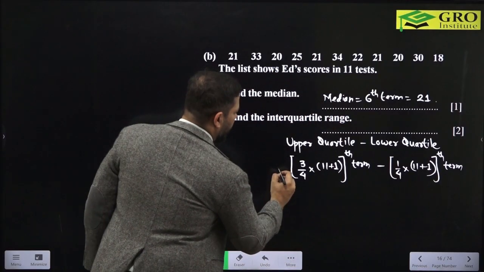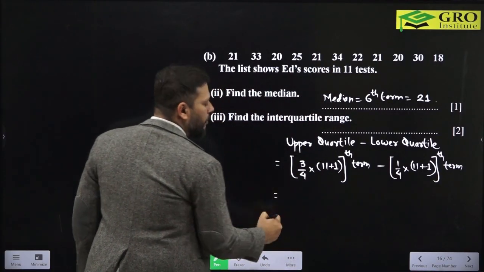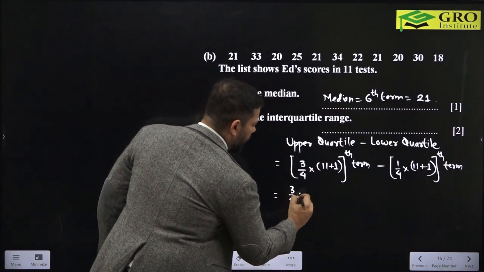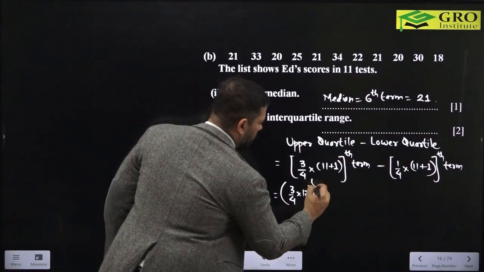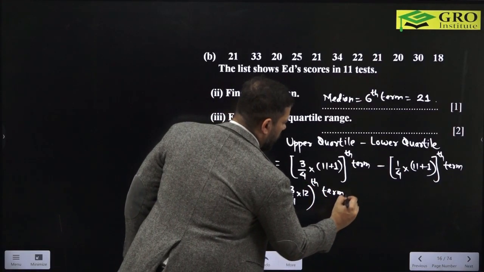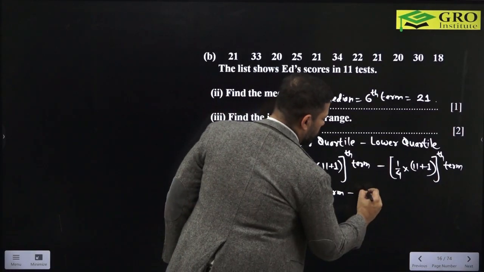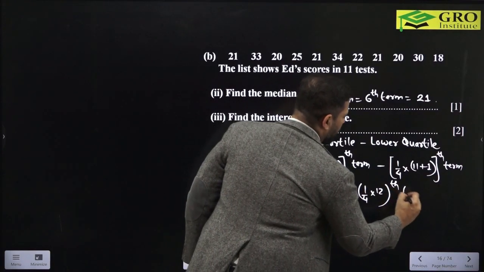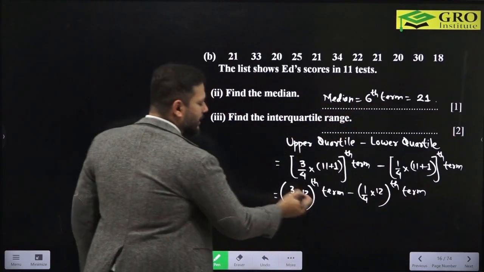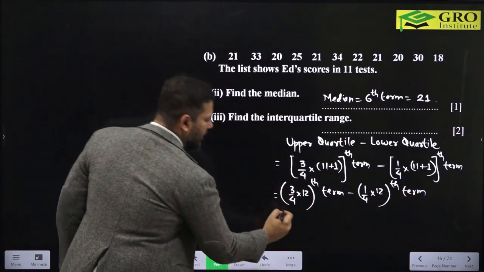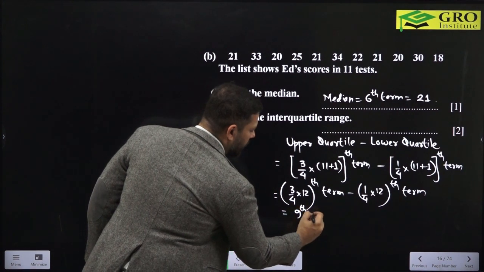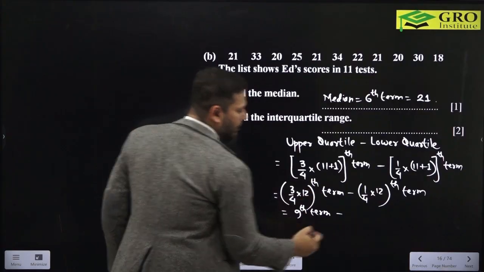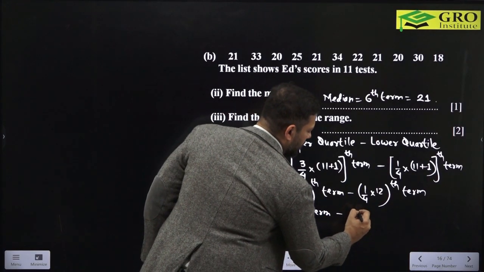Right, guys? So if I find it out, 11 plus 1 will be 12, and I'll just rewrite it for you. 3 by 4 times 12th term minus, this is again going to be 12, so 1 by 4 times 12. So what terms are we getting? 4 cancels 12 3 times, and 3 times 3 would be 9, so 9th term, minus 4 cancels 12 3 times, so it will be 1 times 3, that is 3rd term.